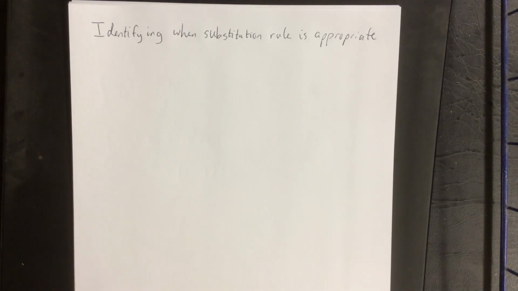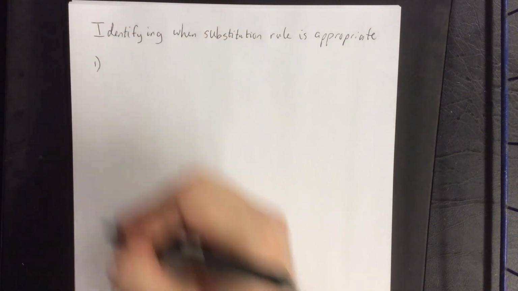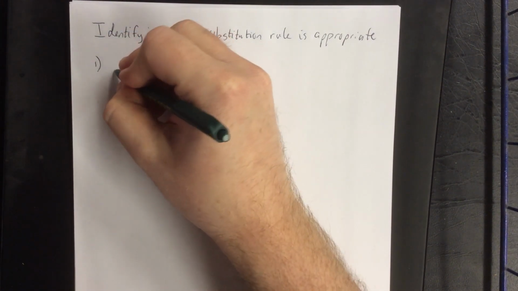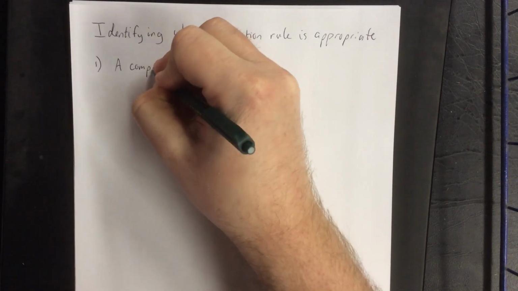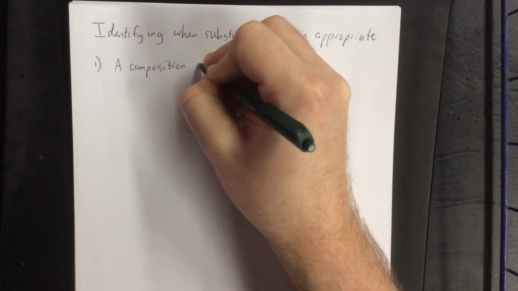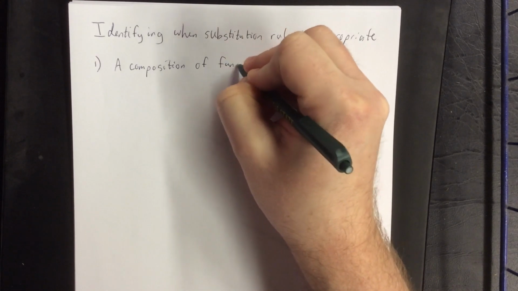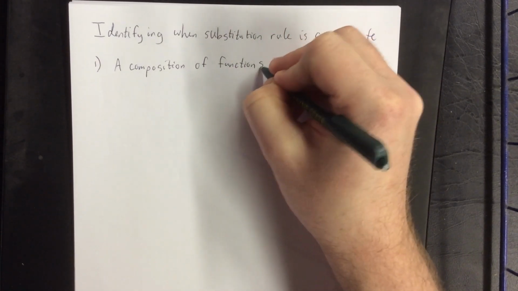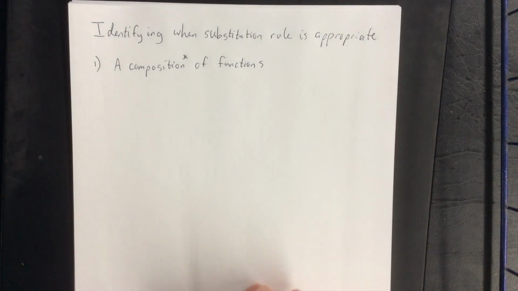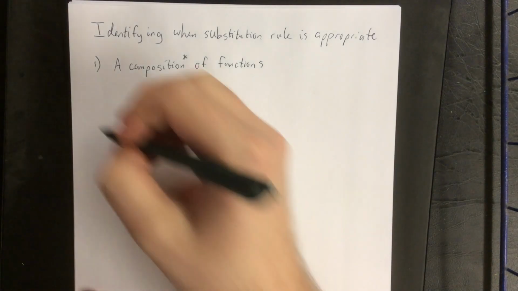Now that we've been introduced to the substitution rule, the next big question is to identify when the substitution rule is appropriate. Generally speaking, there are two big things to look for, one of which we've already mentioned. One of them is a composition of functions. And again, we're going to put a little asterisk next to this because there are, of course, some exceptions to the rule. Generally speaking, we're going to make a substitution on the inside function, and in order to have an inside function, we need to be able to identify a composition of functions.